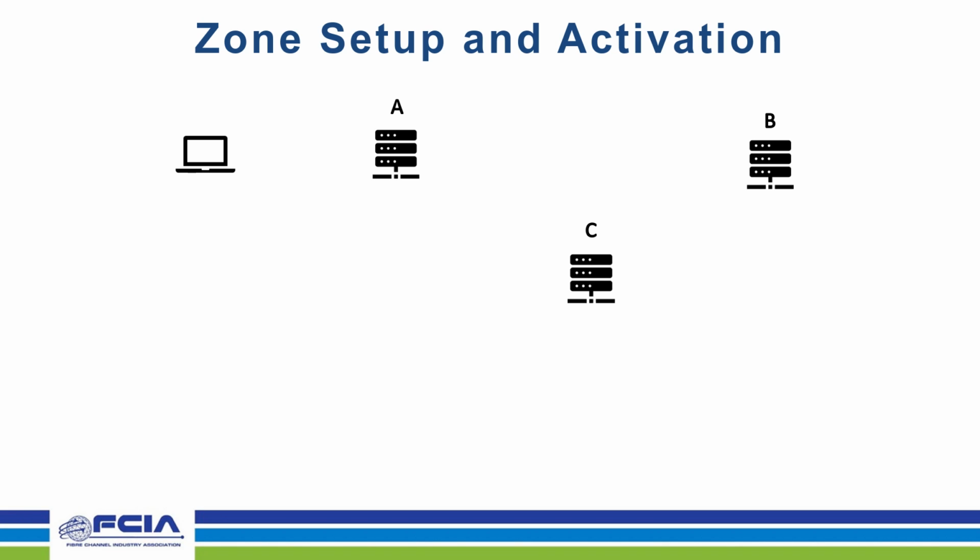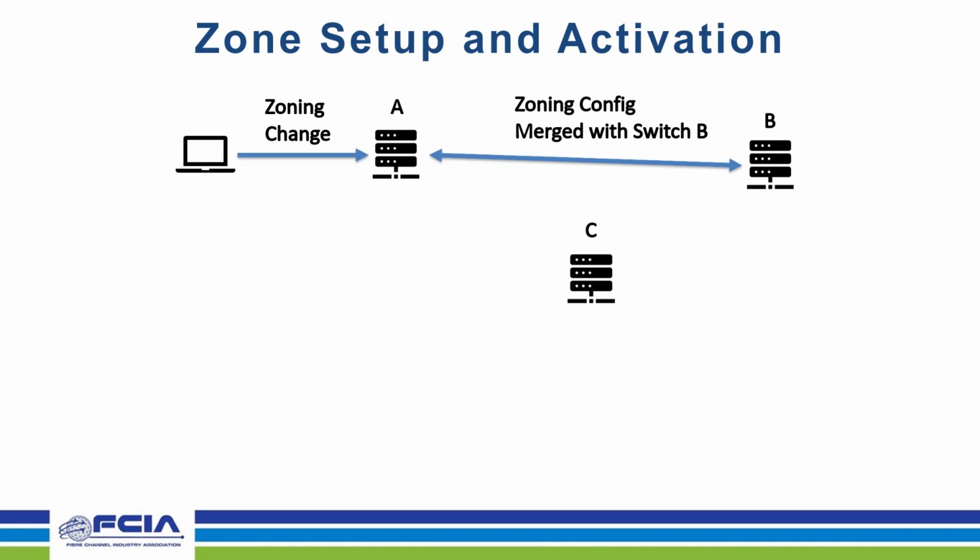So here is an example of setting up an activation of a zone. If you start off at your management station and you make a zoning change, that change is sent to your locally attached switch, which then does a zone merge with the other switches in the fabric. Now this is important because this allows all switches to have a complete view of the zoning database, and the merge works by updating entries that don't exist in the local zoning database that may have come in from another switch.